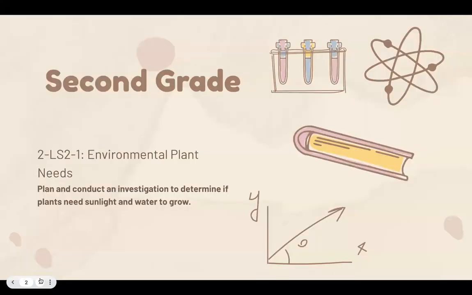And we have a second grade standard. Our standard is environmental plant needs. And the standard states, plan and conduct an investigation to determine if plants need sunlight and water to grow.